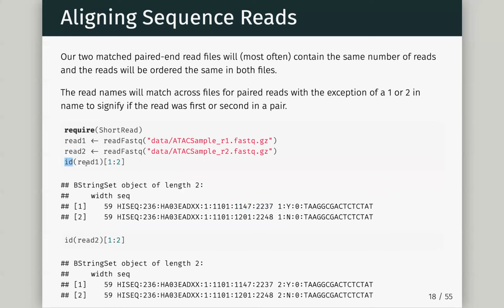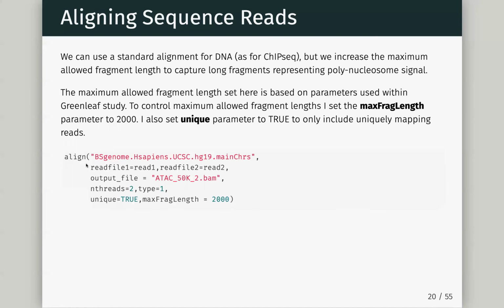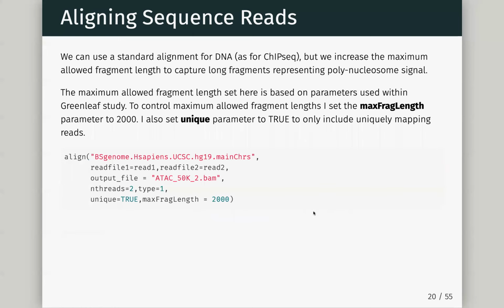If we did seq read 1, we would get the sequence for it. And actually, we wrote some software which, when they overlap, allows you to make one long super read, and that's useful for it. We can use that standard alignment of DNA as we did for ChIP-seq, but we need to increase the maximum allowed fragment length. So what I was saying here about the maximum distance between read 1 and read 2 can often be a little bit bigger than we might expect for a ChIP-seq. So that's one parameter we want to change in our normal alignment versus what we saw in the standard Bioconductor.